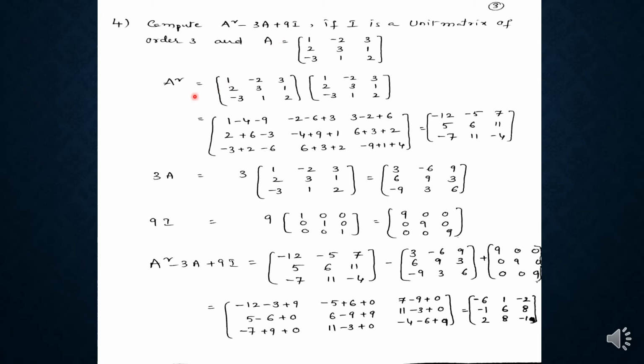So A square is equal to 1 minus 2 3, 2 3 1, minus 3 1 2 into 1 minus 2 3, 2 3 1, minus 3 1 2, A into A. Now by the multiplication, first row into first column, it is 1 into 1, plus minus 2 into 2 is minus 4, plus 3 into minus 3 is minus 9. 1 into minus 2, minus 6, plus 3.